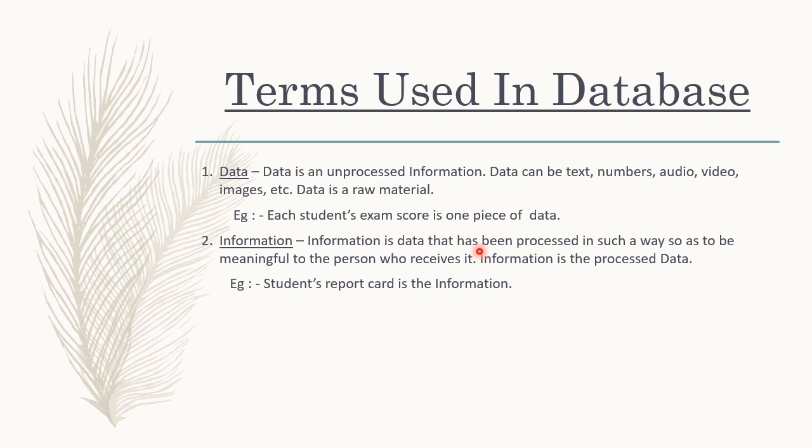देखने वाले को पता चलता है कि हाँ ये मेरा information जो है ये एकदम बराबर है. Okay, so that is called as what? Information. It should be processed in such a way so as to be meaningful to the person who receives it. जिसको भी ये दिख रहा है डेटा, उसको एकदम से अच्छे से दिखना चाहिए, बराबर समझ में आना चाहिए कि ये क्या है, उसे कहते हैं इंफॉर्मेशन. इंफॉर्मेशन इज द प्रोसेस्ड डेटा. इंफॉर्मेशन क्या होता है? प्रोसेस्ड डेटा. और डेटा क्या होता है? अनप्रोसेस्ड इंफॉर्मेशन. ओके, सो एग्जाम्पल ऑफ इंफॉर्मेशन इज स्टूडेंट्स रिपोर्ट कार्ड इज द इंफॉर्मेशन.